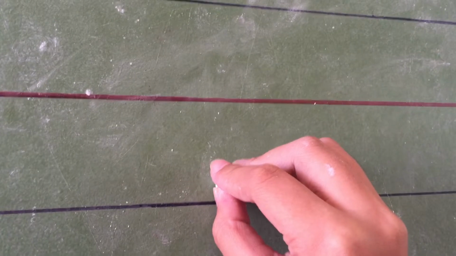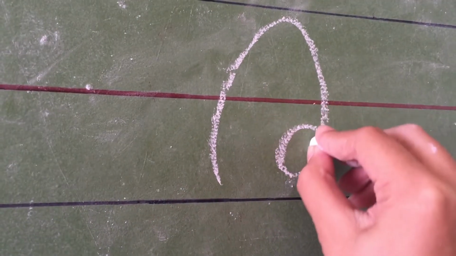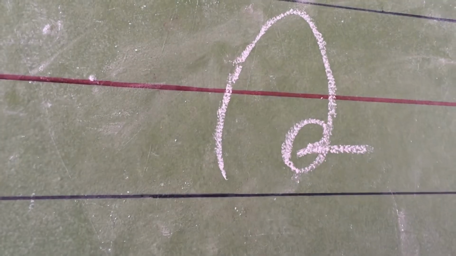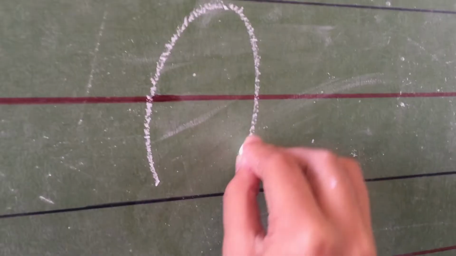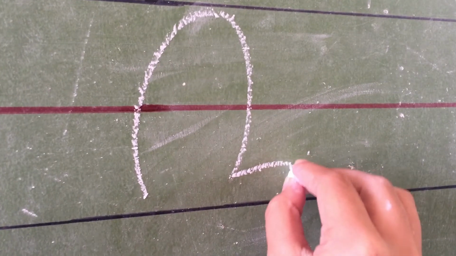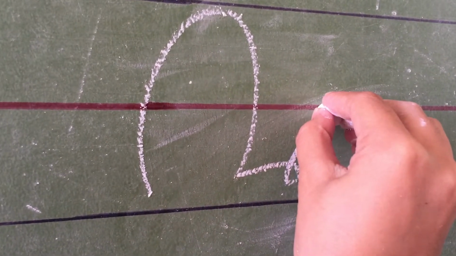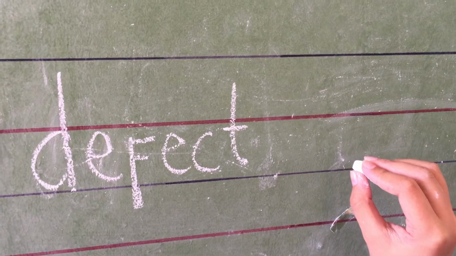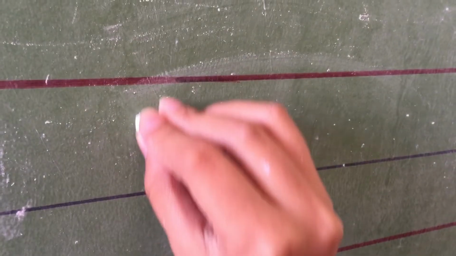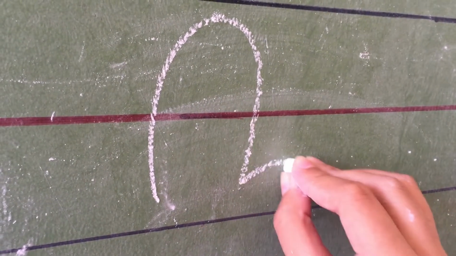Define is represented as combined D and F, as in def, long I, and N. Definite is represented as combined D and F, N, E, and T. Defect, as in combined D and F, as in def, K, and T.